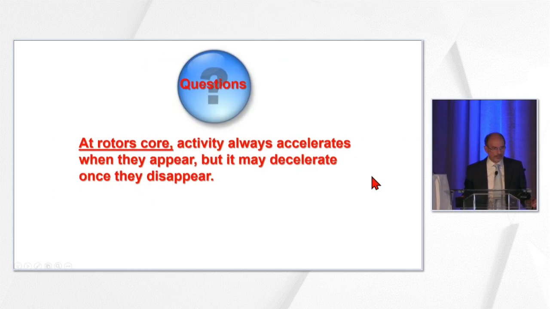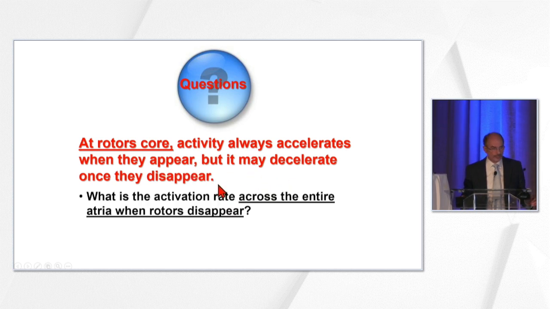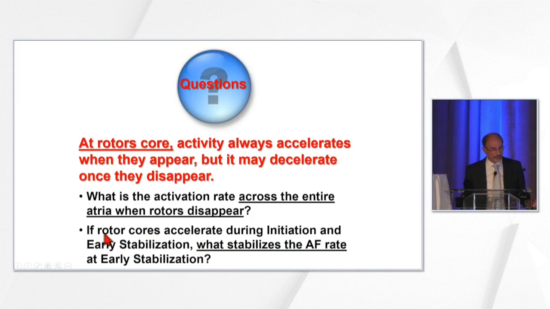We ask the following question. At the rotor cores, in the data I showed so far, activity always accelerates when they appear, but it may decelerate once the rotors disappear. So the question is, what is the activation rate across the entire atria, which is what matters more in AF, when the rotors disappear? And the other question is, if rotor cores accelerate during initiation and early stabilization, as I showed you, accelerate in both situations, then what stabilizes the AF rate at the early stabilization stage?